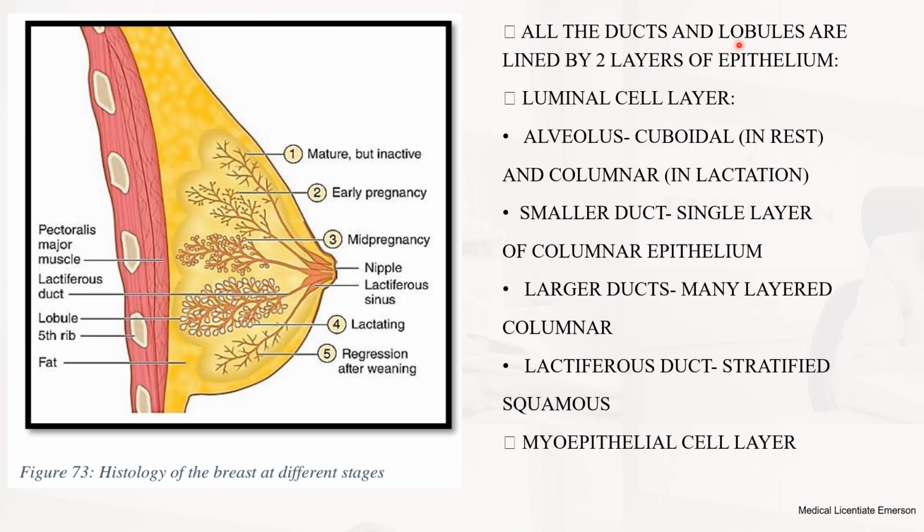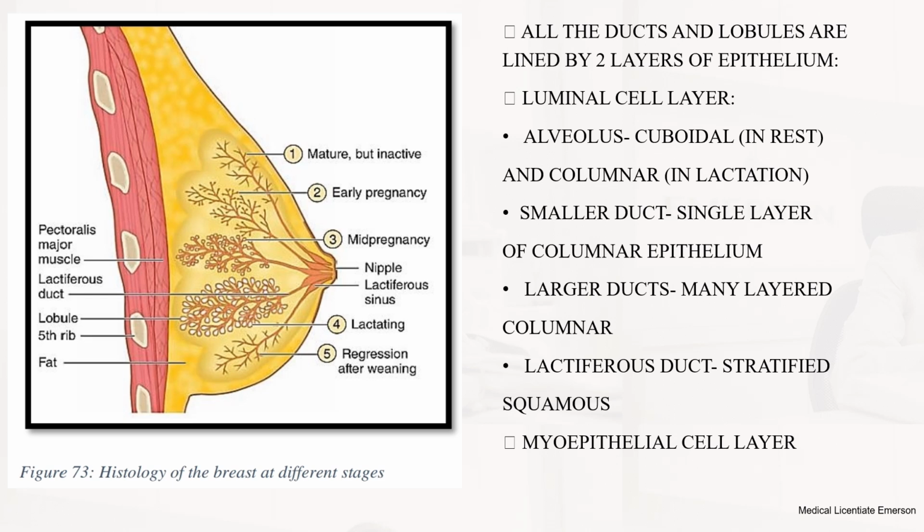Then all of the ducts and lobules are lined by two layers of epithelium, the luminal cell layers of the alveoli, which are composed of cuboidal and columnar cells. Cuboidal is at rest, columnar during lactation. In the smaller ducts, we have a single layer of columnar epithelium. The larger ducts are many-layered columnar, and the lactiferous ducts have a stratified squamous, and the other one is the myoepithelial cell layer. So that's what we are saying.